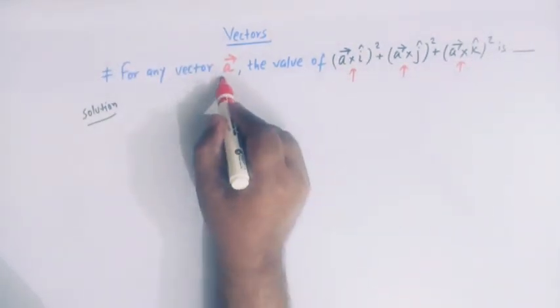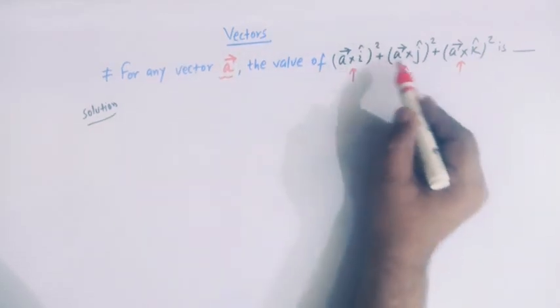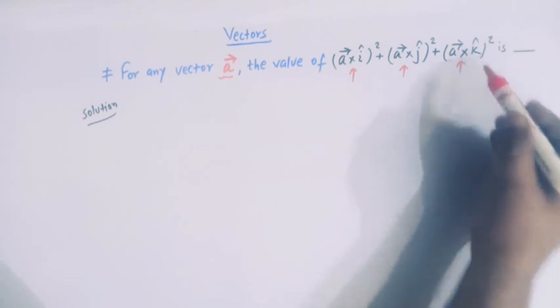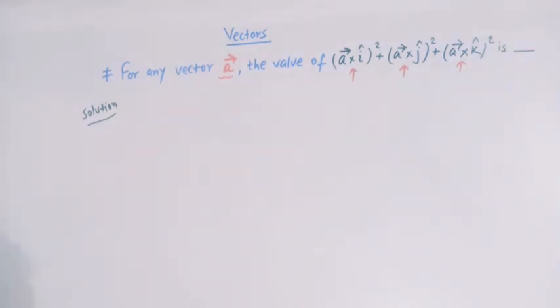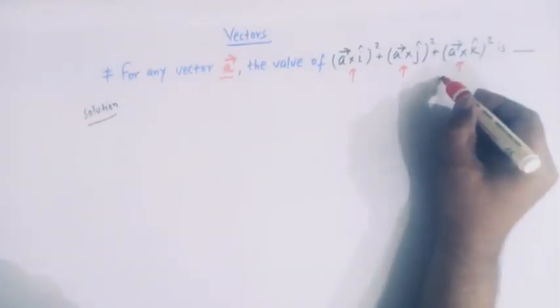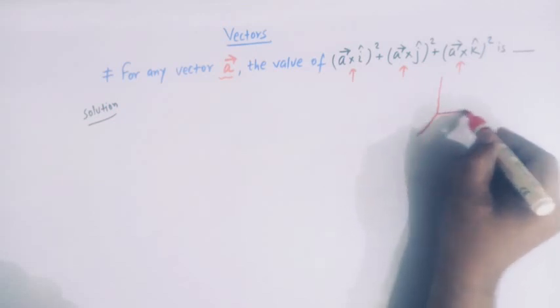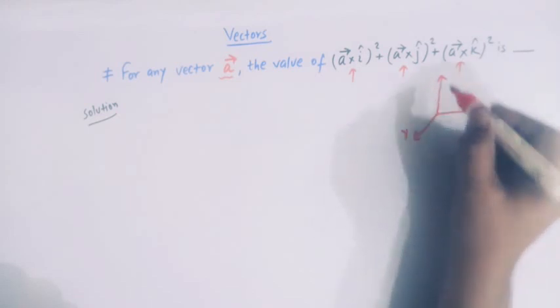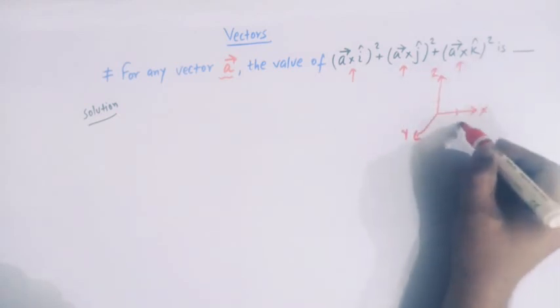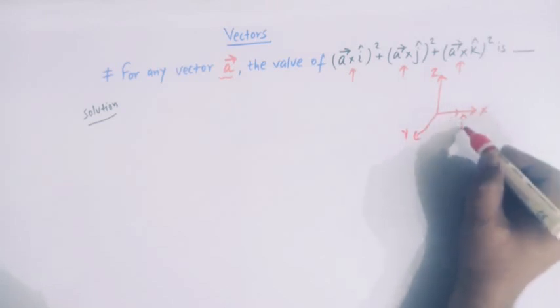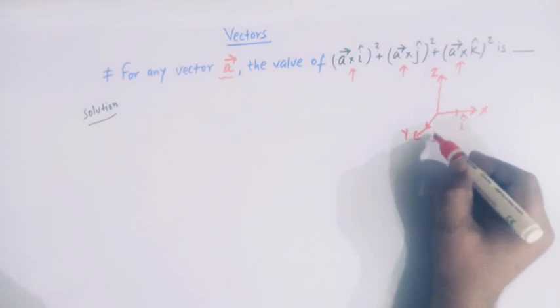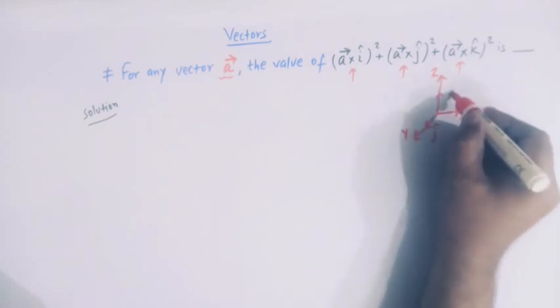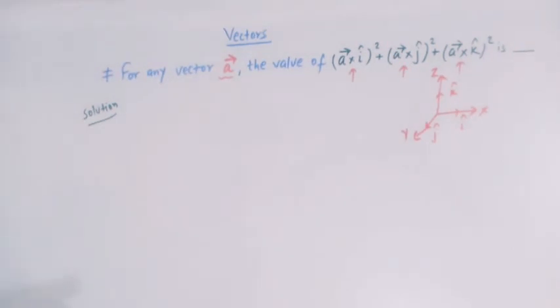And here we have a vector A, and i cap, j cap, and k cap are the mutually perpendicular unit vectors in the direction of the coordinate axis, right? So if we have the coordinate axis as x, y, and z, then the unit vector along x direction is i cap, along y is j cap, and along z is k cap. Okay, so now we have here a vector A.